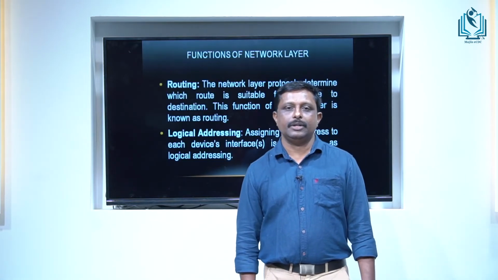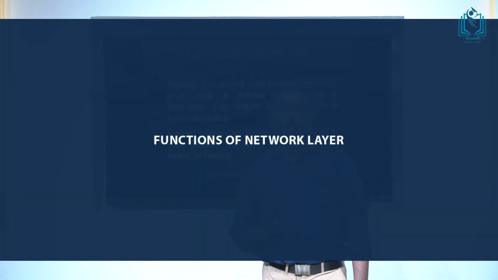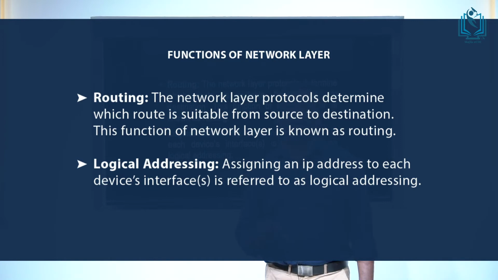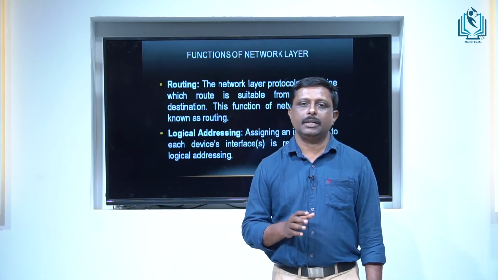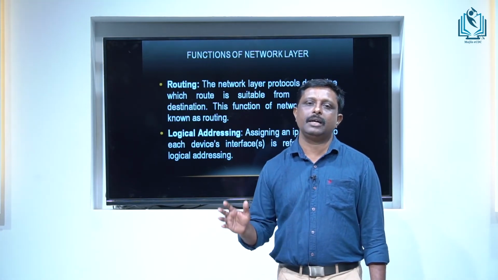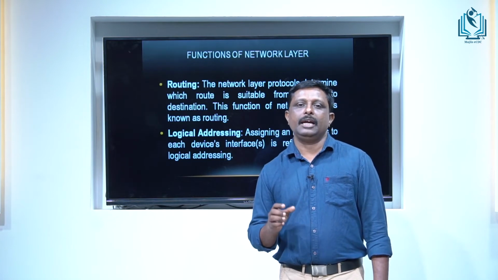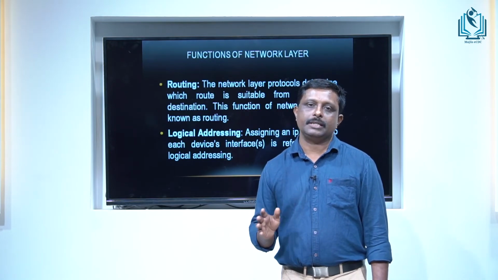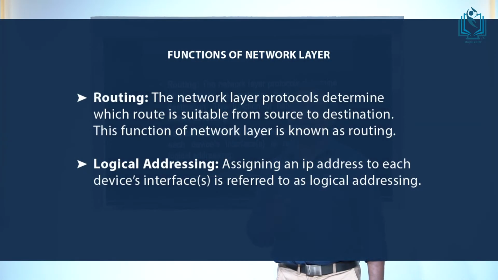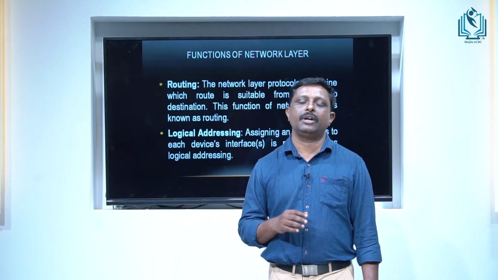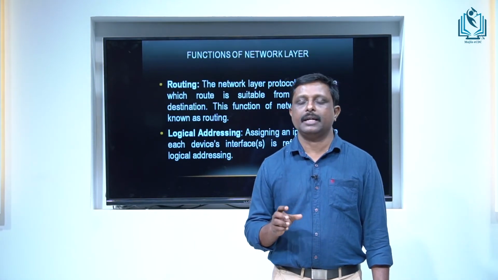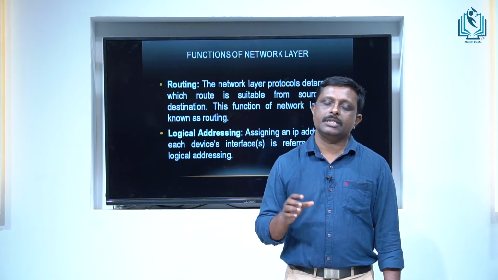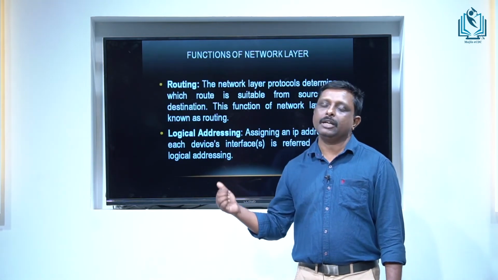Next we are going to discuss functions of the network layer. There are two functions. One is routing, the other is logical addressing. Routing means a packet from a source to destination passes through different networks. The duty of the network layer is to find the shortest path from source to destination. That is called routing. Next one is logical addressing. Every device on the network has to be identified by using an IP address. Another name is logical address. The logical address is maintained by the network layer.